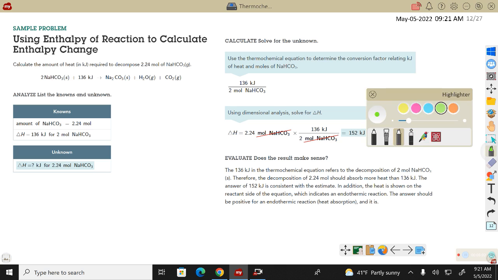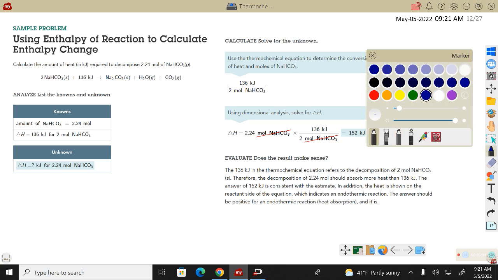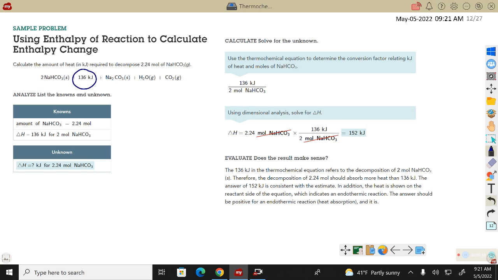Now here's the part that's maybe a little bit stoichiometry-ish. What if I have a thermochemical equation, and they do have the energy term written in the balanced equation here? They've got energy on the reactant side, which is telling me that this is endothermic.